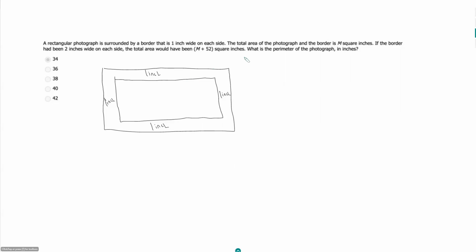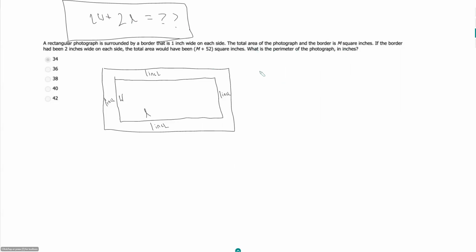And then, if they were asking us, what do they want? The perimeter of this photograph here. So let's say that's the perimeter of my inside rectangle. Let's say that has a width of W and a length of L. They are asking for 2W plus 2L. So that is what we are trying to solve for.